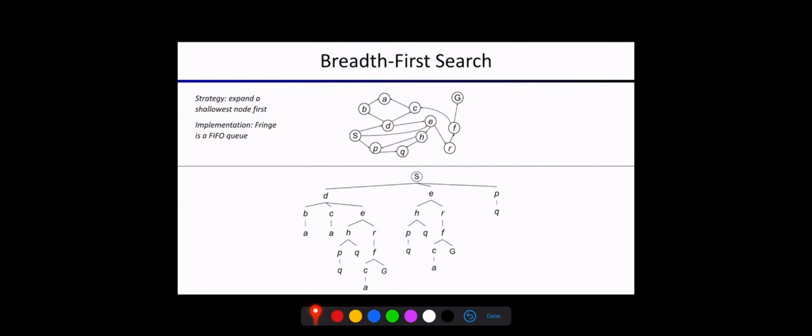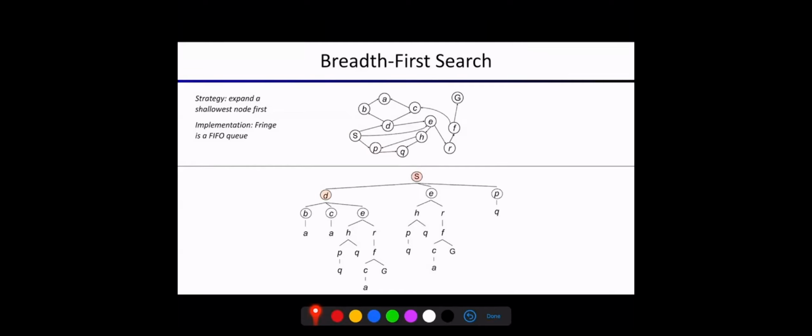Well, if the starting node is S, that will be the only node on the fringe in the beginning. So when it is expanded, we get D, E, and P. And when they are stored on a FIFO queue, we process them one after the other. So we process the first one. Let's say the first one to appear was D.